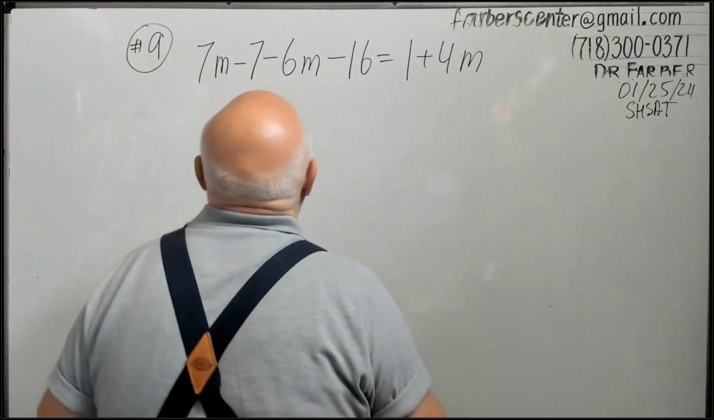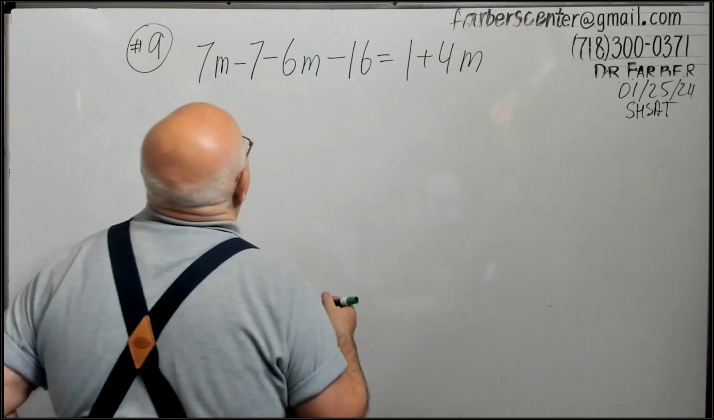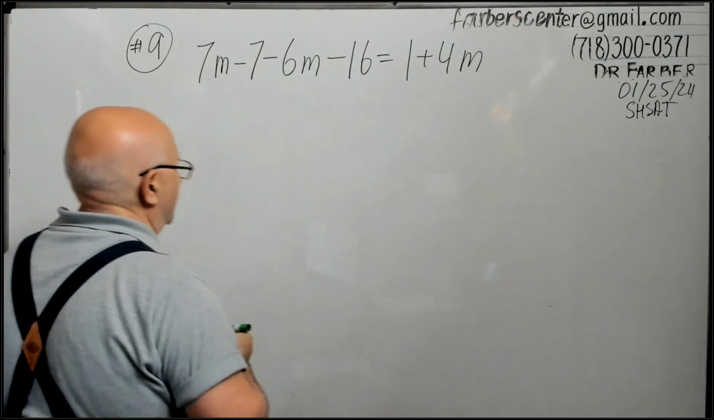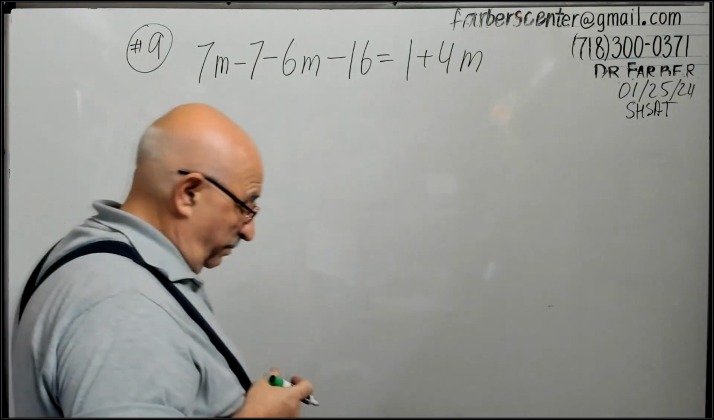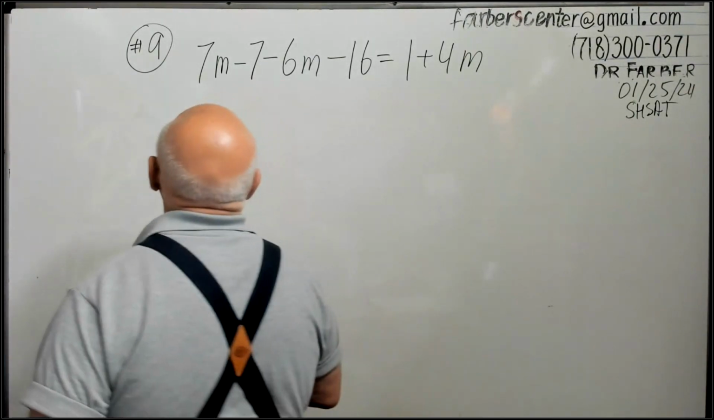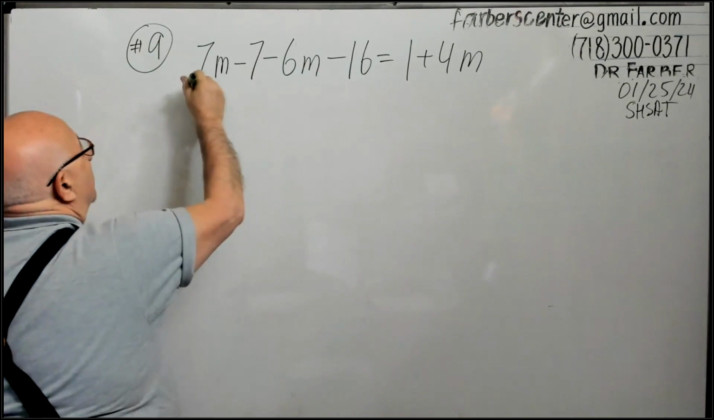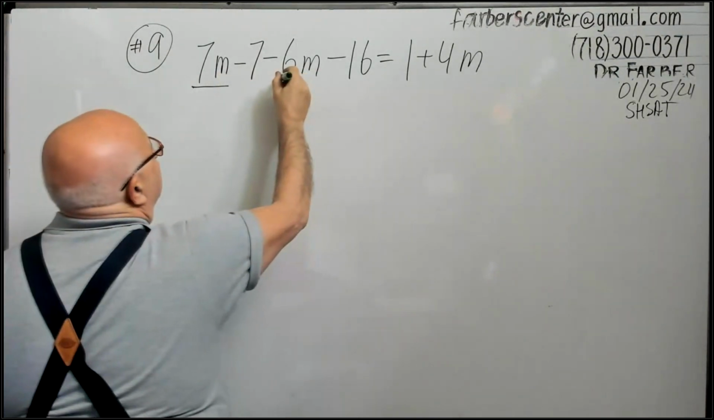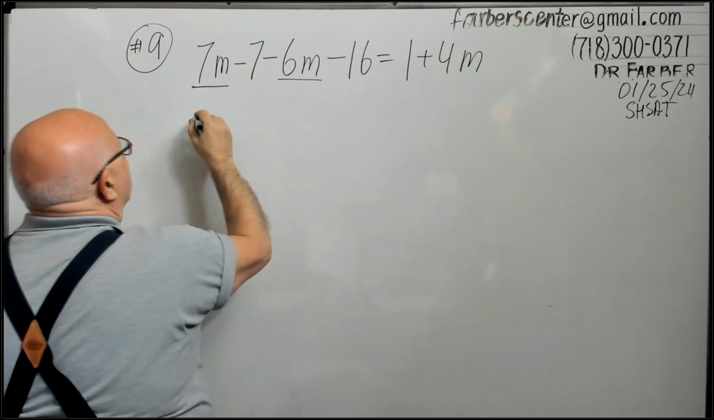My suggestion: combine like terms first. Remember, when you're combining like terms, my suggestion is to underline these terms in the same manner. For instance, 7m minus 6m. This is just 1m.